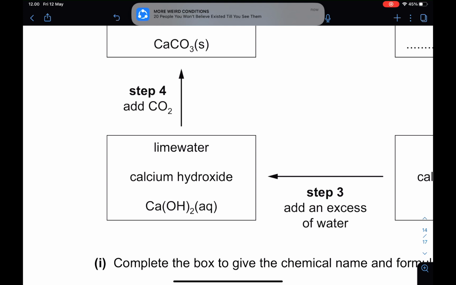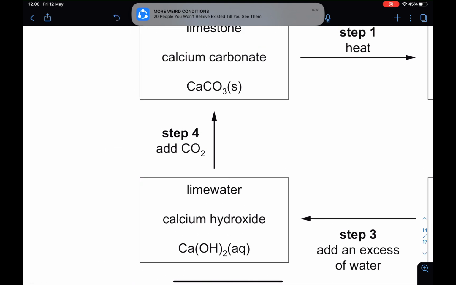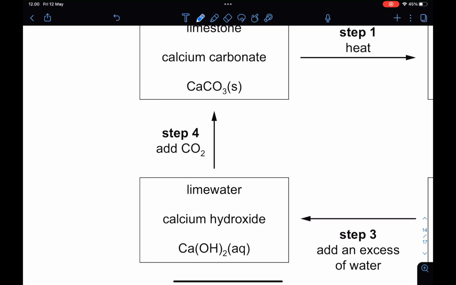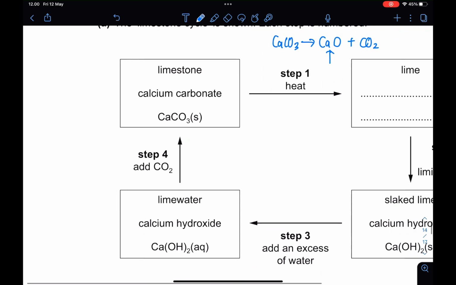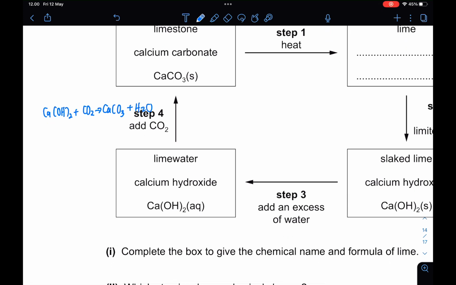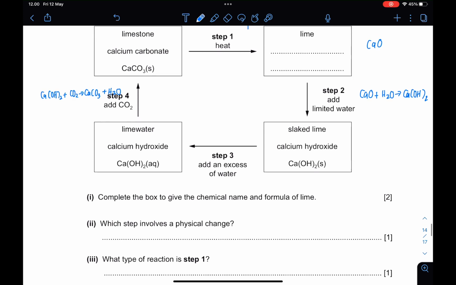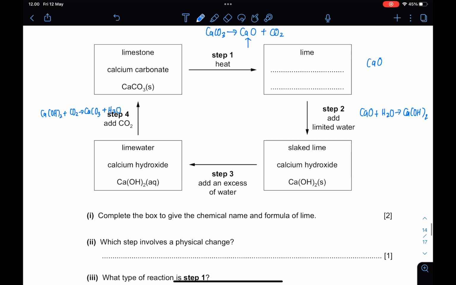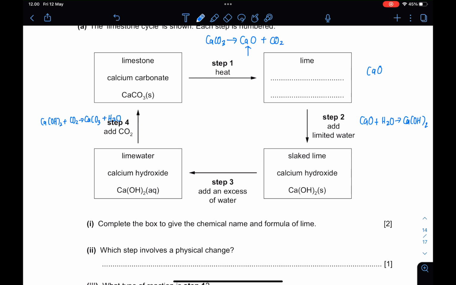Lime water we can use to check for carbon dioxide, testing for carbon dioxide. So let's say for example lime water reacts with carbon dioxide, what will happen? We will get a white precipitate, or the solution will become cloudy. Why does it become cloudy? Because there is a formation of calcium carbonate. So when you react calcium hydroxide with carbon dioxide, we are going to get calcium carbonate, and of course you will get water.